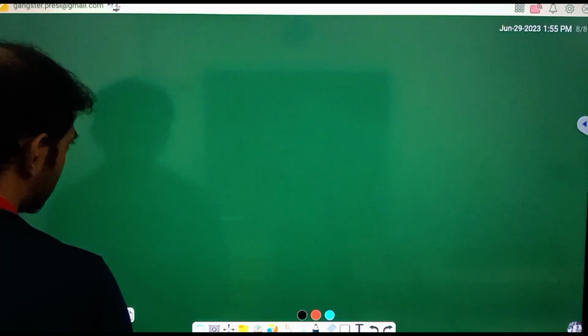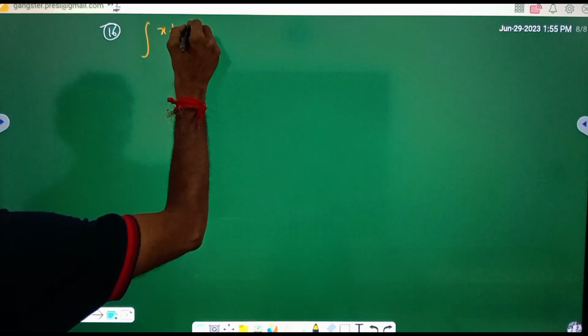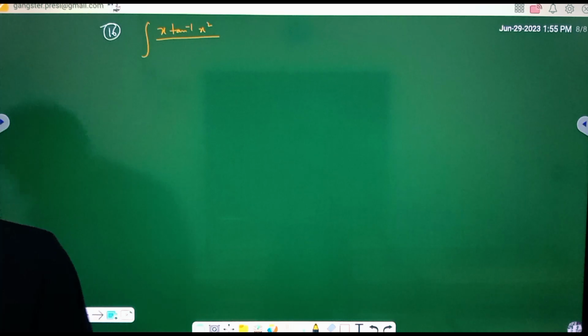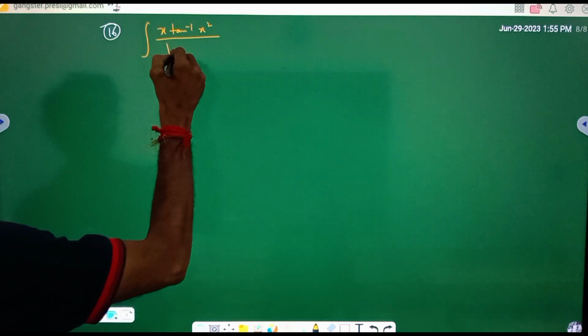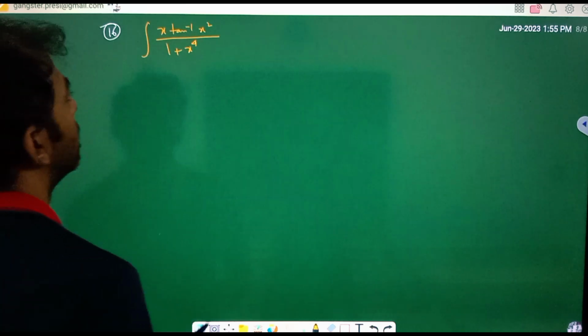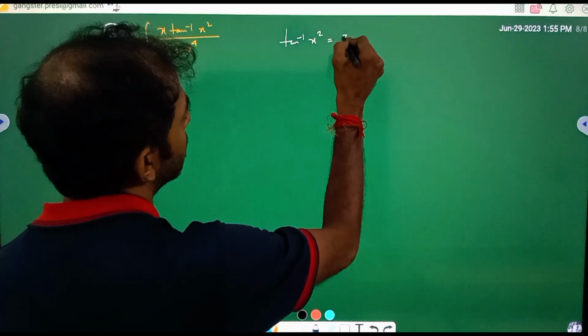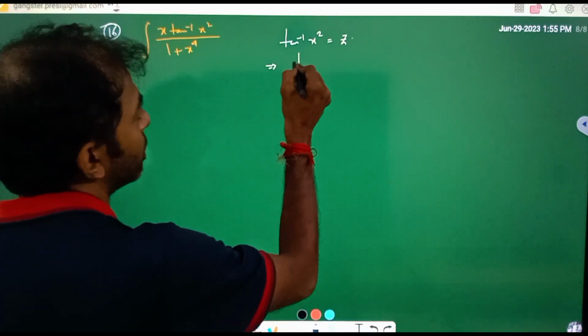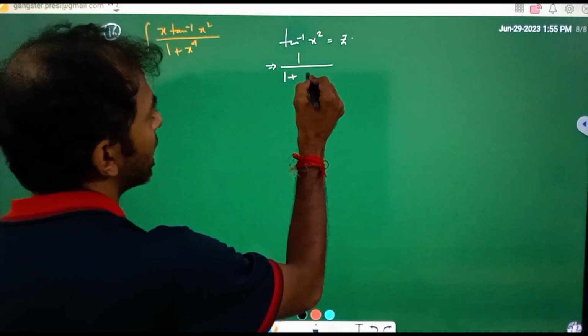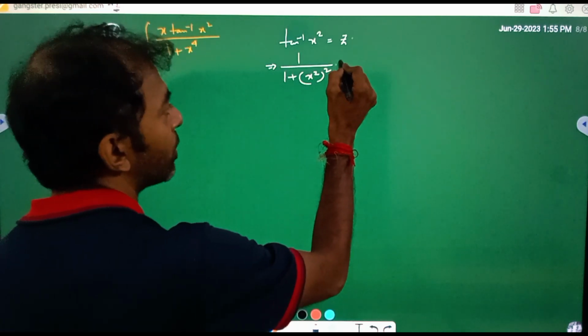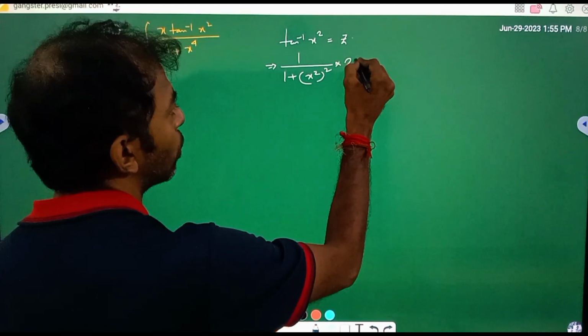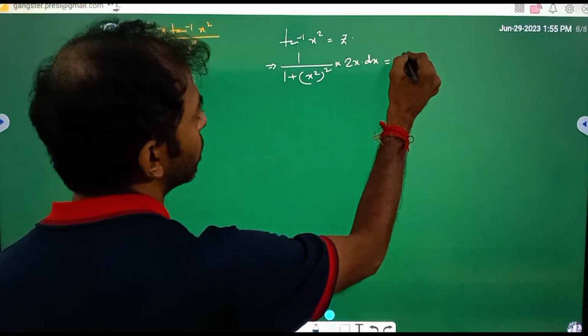Now moving on to the 16th problem. The 16th problem is integration of x tan inverse x square divided by 1 plus x to the power 4. We are considering tan inverse x square. Very simple substitution, tan inverse x square as z. So after differentiating, we'll get 1 by 1 plus x square whole square, right? And the differentiation of x square will be 2x only, and dx, and that's going to be dz.